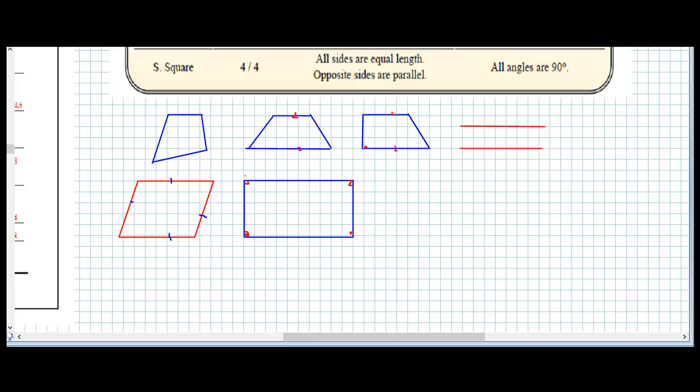In the parallelogram, each opposite sides are equal and parallel, but we don't have equal angles. Here in the parallelogram, this side is not equal to the side beside it. Same with the rectangle, we have these two sides equal, these two sides equal.